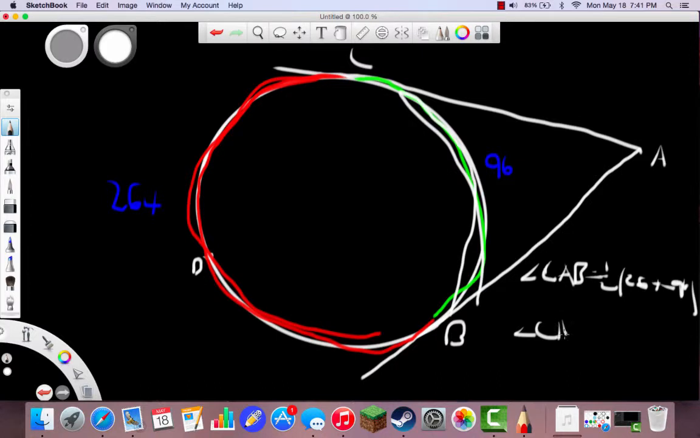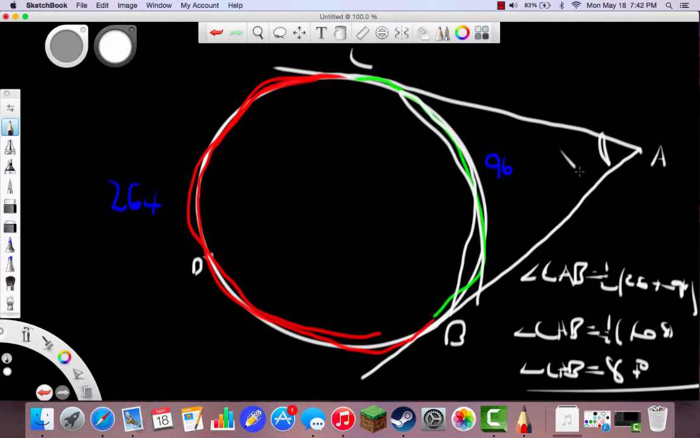And we just do the exact same things. 264 minus 96 is going to be 168, but then we still have to take the half of it. Don't forget, we always have to take the half of it. So CAB is going to end up equaling 84 degrees. So we see that this angle here is 84 degrees, and that's all of the angle measures.